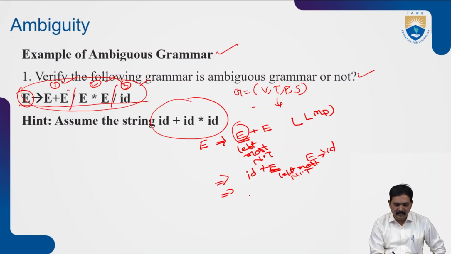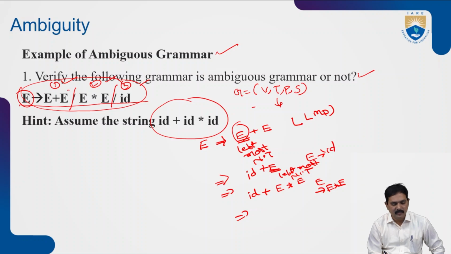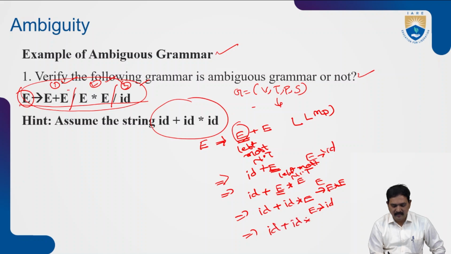So you replace this symbol with the second production, in the place of E substituting E into E, as per the formula E becomes E into E. Then I am trying to get the format of the input string. Again, substituting the leftmost E with ID using the production E becomes ID, I get ID plus ID into E, and finally I replace E with ID.